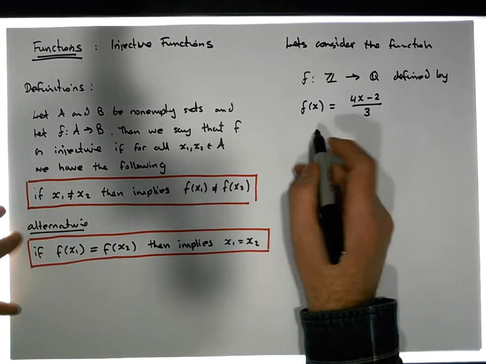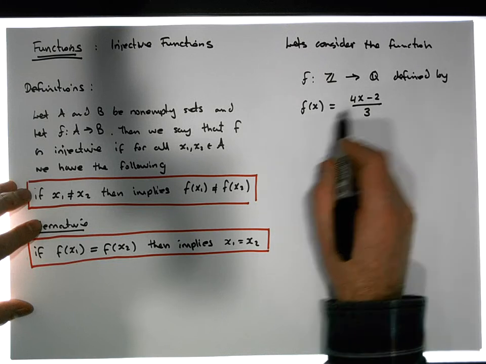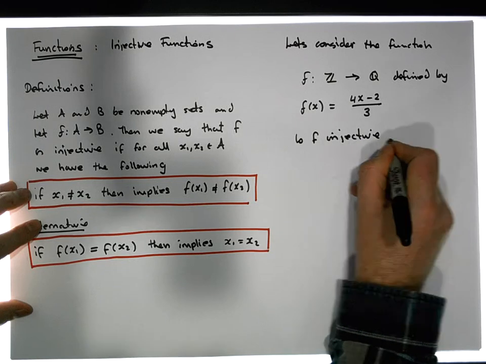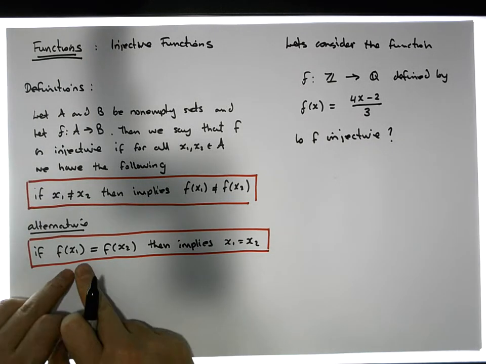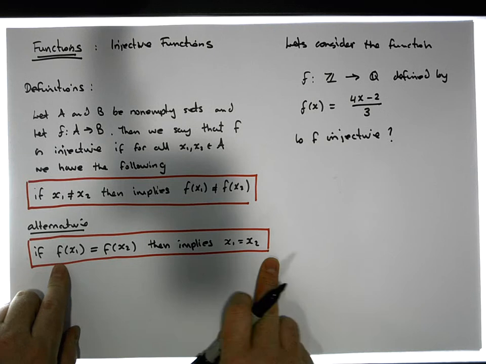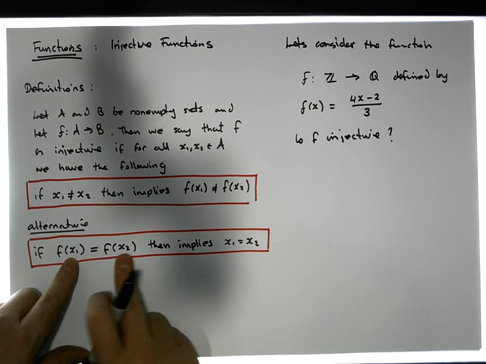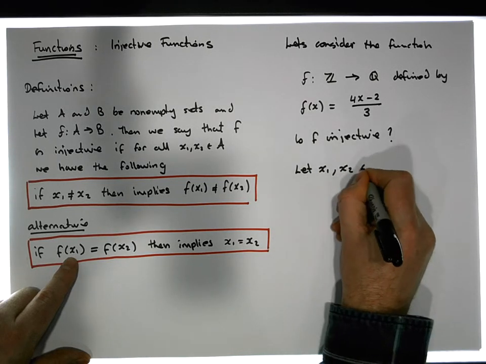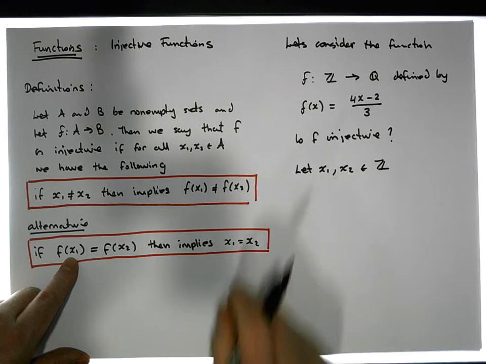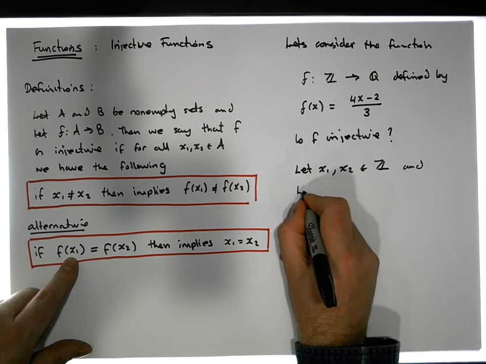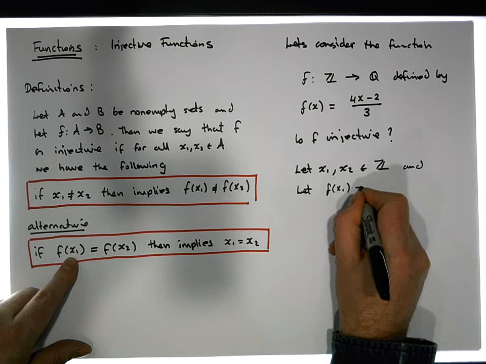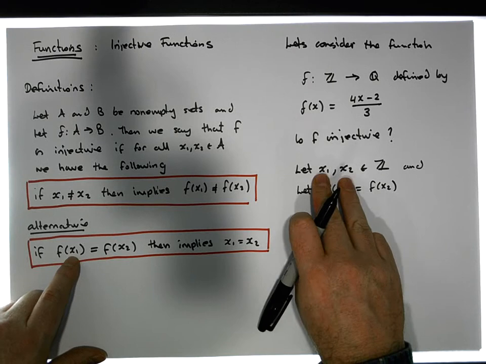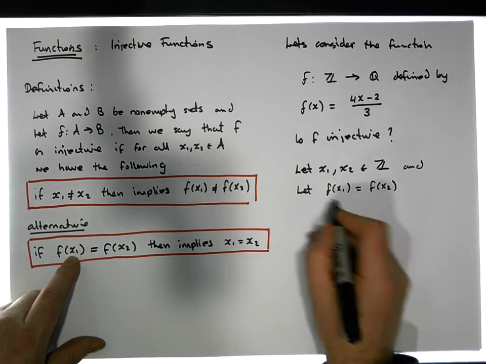So let's consider the function defined here, and the question is: is f injective? We'll take this particular way of doing things. We'll start here and see if we get here. Let x1 and x2 be elements of Z, elements of our domain, and let f of x1 equal f of x2. We're going to let both values from the domain be mapped to the same value. Well, what does this imply?